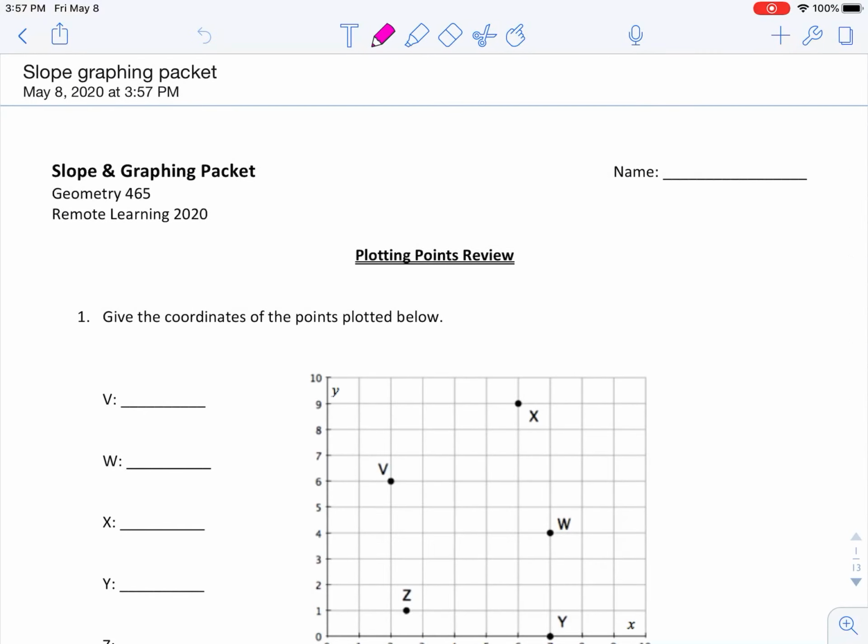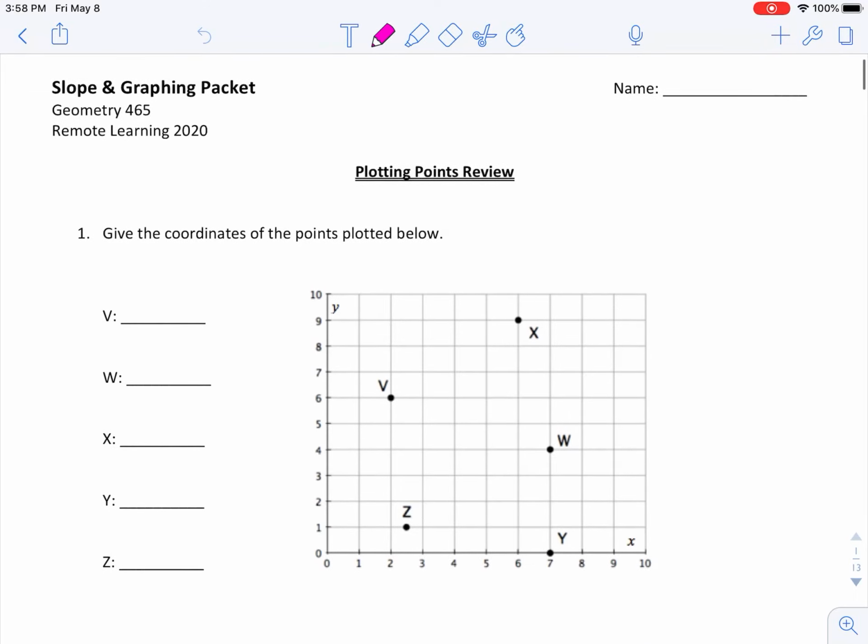Hi guys. All right, so we're starting our last packet here, which is all about slope and graphing. So hopefully you remember some of this from algebra last year. The beginning part, we're going to really just talk about some review of plotting points. So I'm going to start you guys on page 1 and just refresh your memory a little bit about how to do these types of problems. So this is the slope and graphing packet that you can find on Schoology. Just want to upload it into Notability or print it if you can.